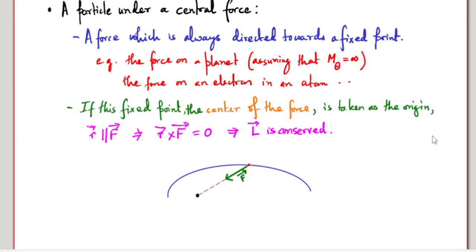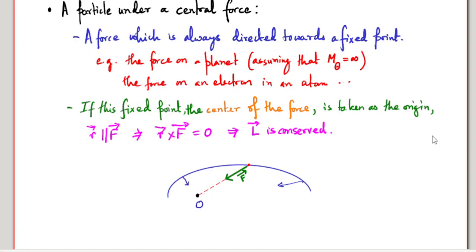A central force is a force which is always directed towards a fixed point. So, as a particle moves in its path, which is shown by this blue line here, the force acting on the particle is always directed towards this fixed point, which let us call O for the time being. This fixed point is called the center of the force. So when the particle is here, the force is like this. When the particle is here, the force will be directed like this. Again, directed towards O. When it's here, it will be directed like this.